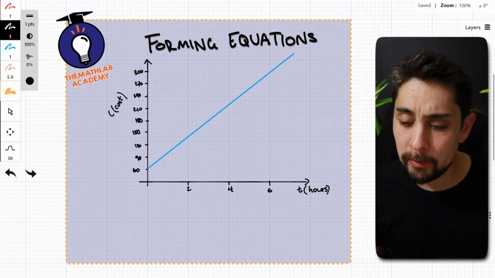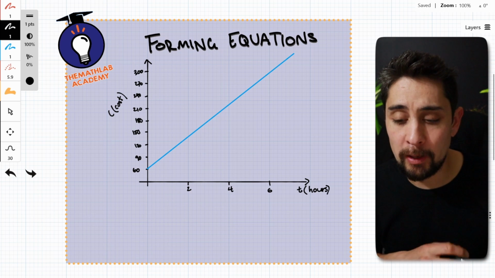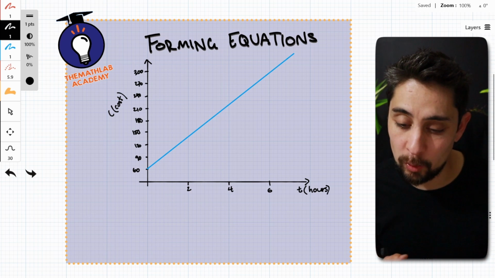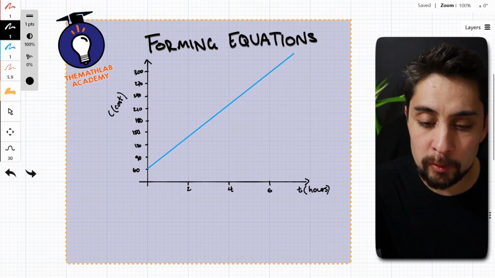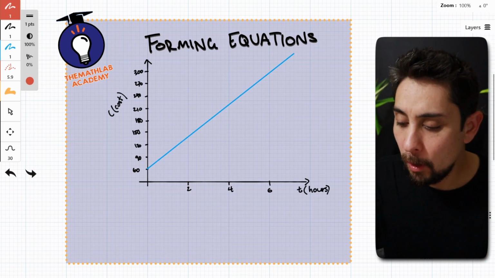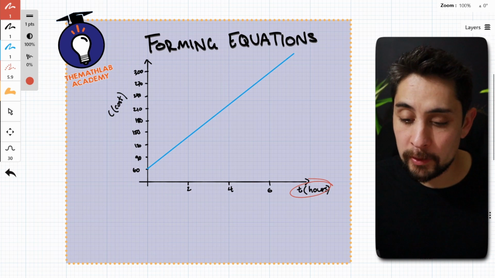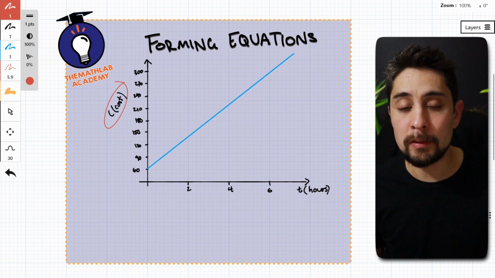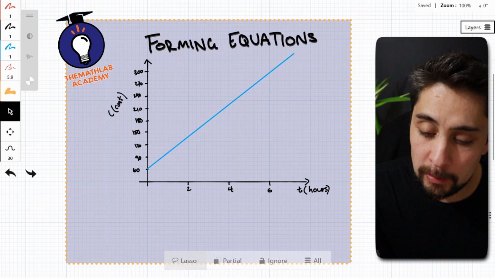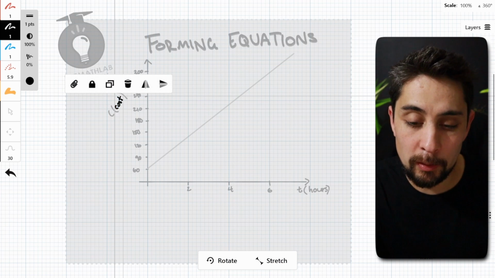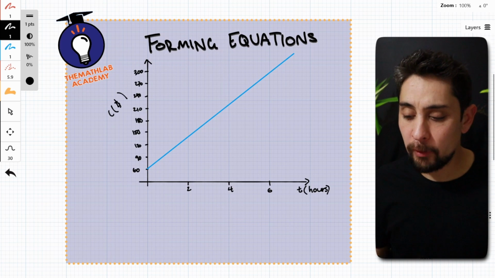Hey guys, welcome back. This time we don't have a table, but we do have a graph from which we will be forming an equation. Now we can see that this graph is a little bit different than usual. On the x-axis here we have time in hours, and on the y-axis we have C for cost. And I don't know why I've put cost in brackets. That should really be dollars. Okay, so we have cost versus time.